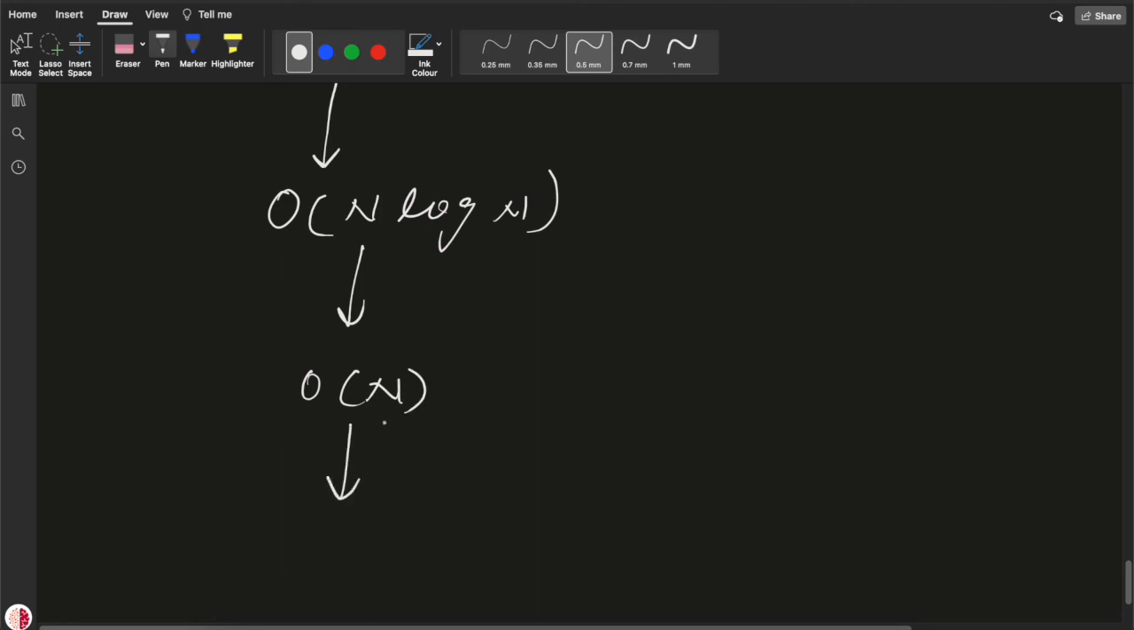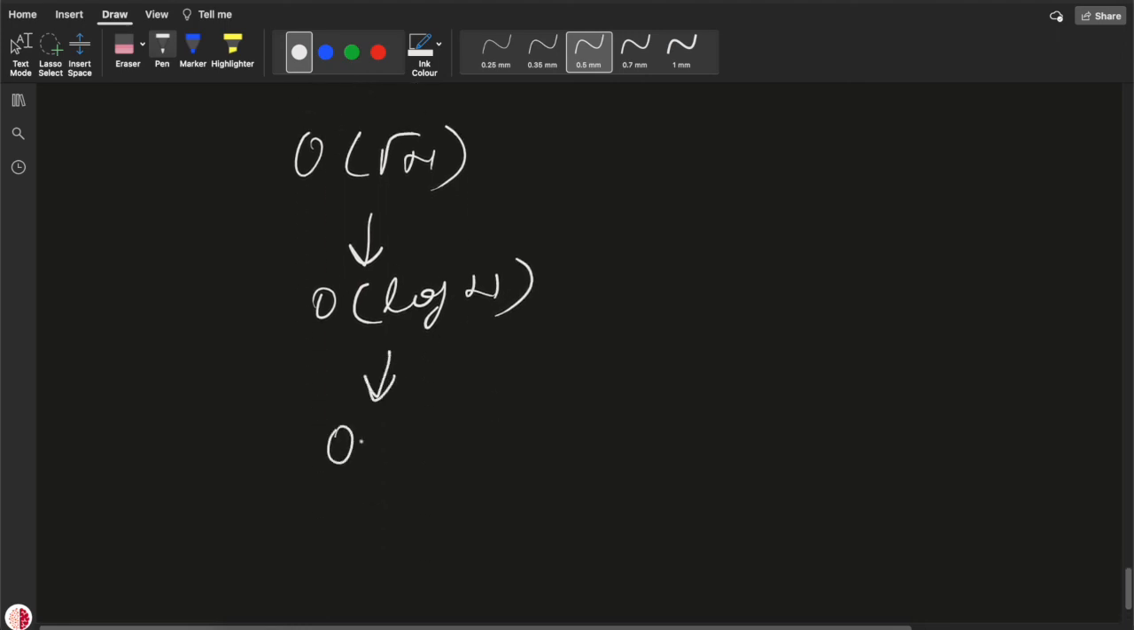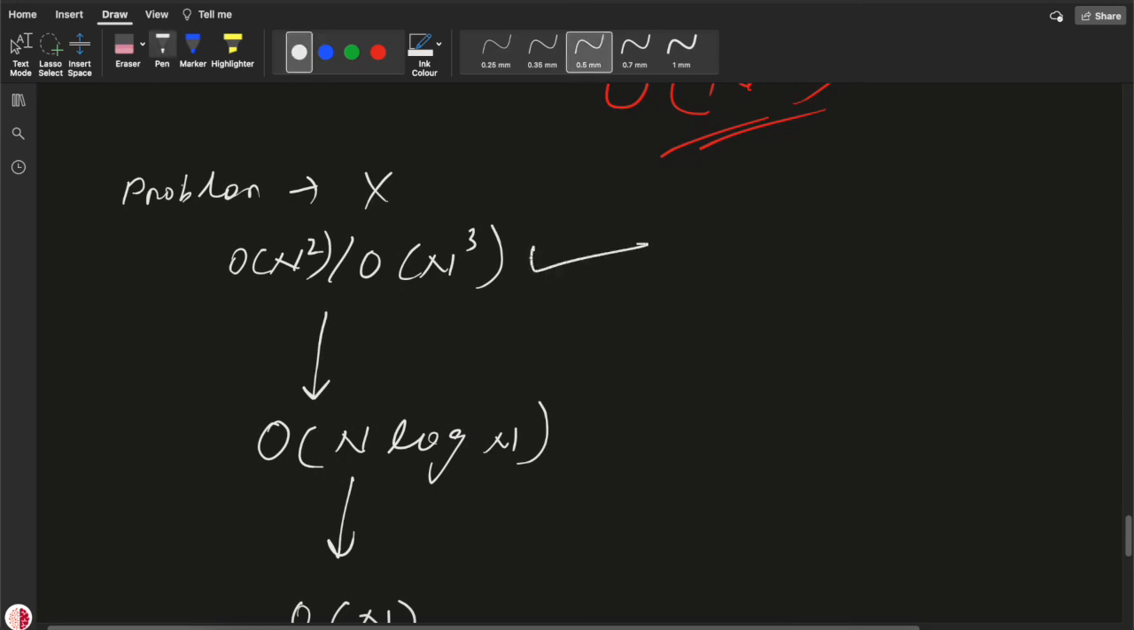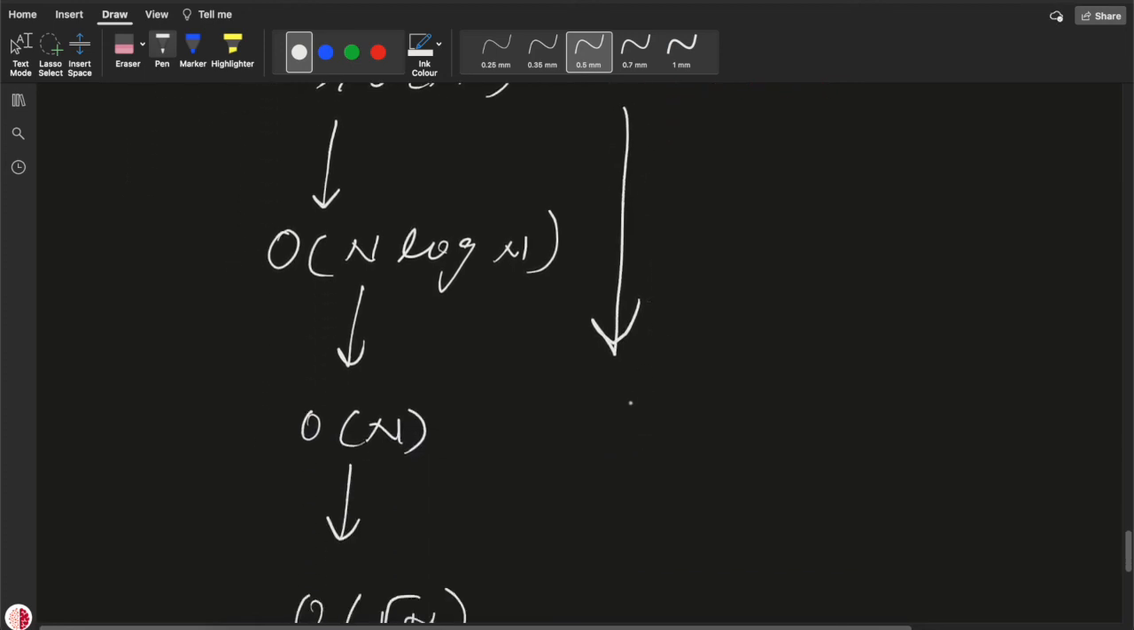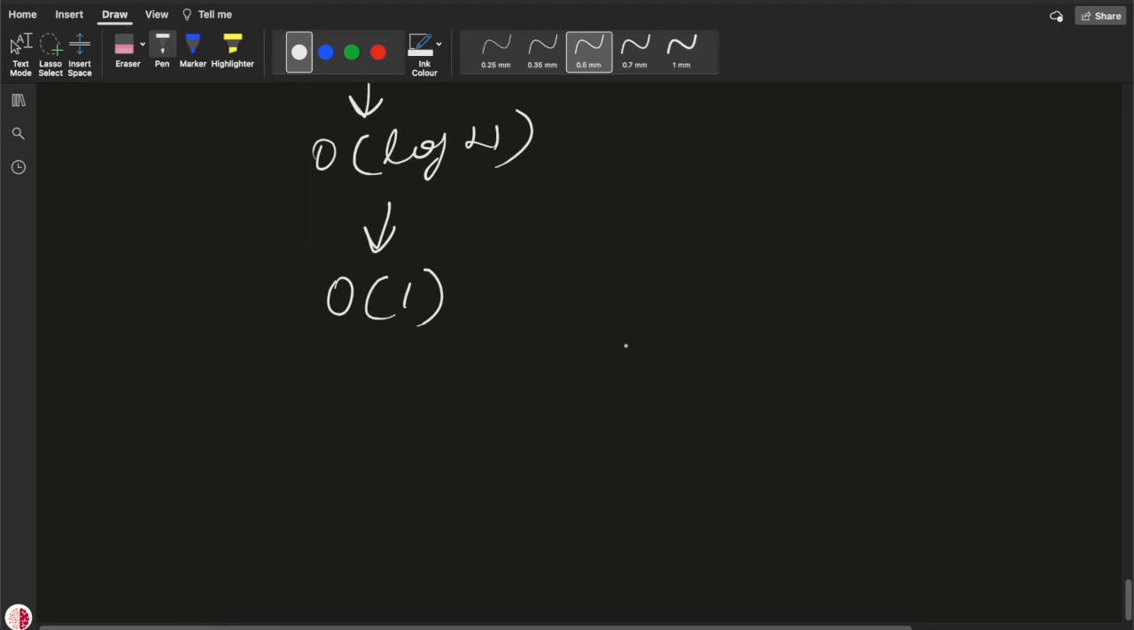Then we can go to big O of square root of n, then big O of log n, and then, if it is possible, constant time. So if you are unable to solve a problem, first start by thinking about how to solve it with a brute force approach. Then we can check and reduce it to a good time complexity. So this is my takeaway. You can think like this.